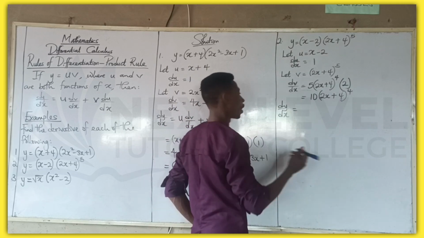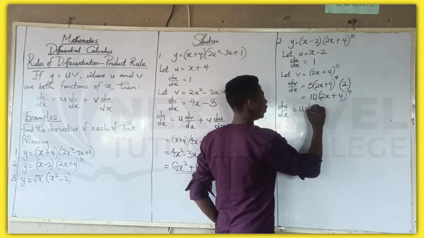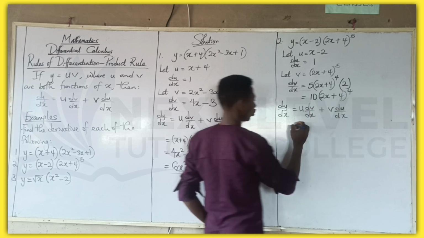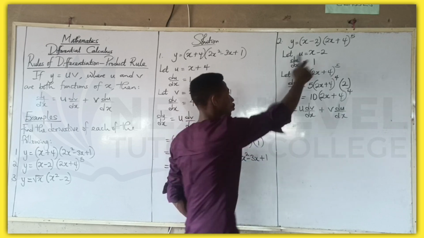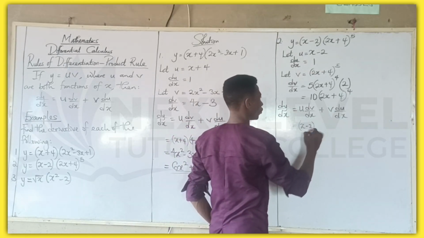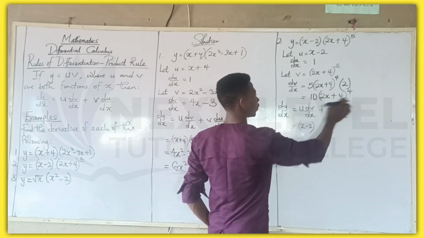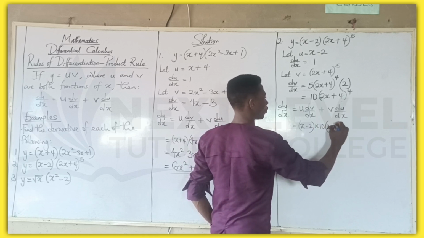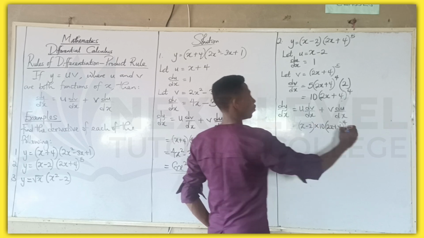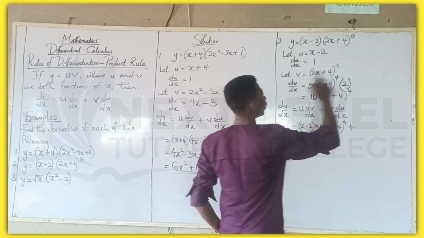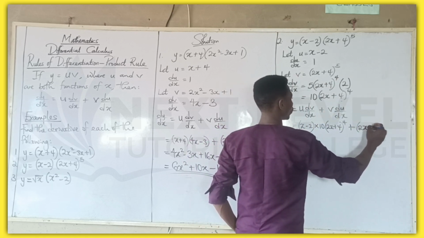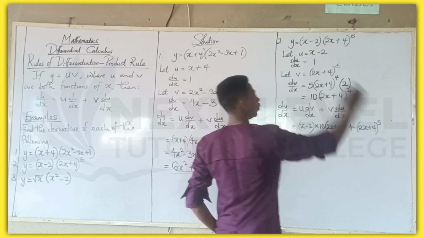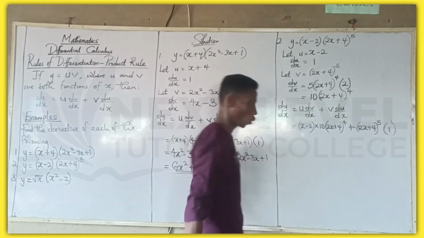Now we are going to find dy/dx. Bringing back our formula, we have u dv/dx plus v du/dx. So substituting now, u is x minus 2. dv/dx is this. So that is times 10 into 2x plus 4 raised to the power 4. Plus v is this, 2x plus 4 raised to the power 5, times du/dx. du/dx is just 1.